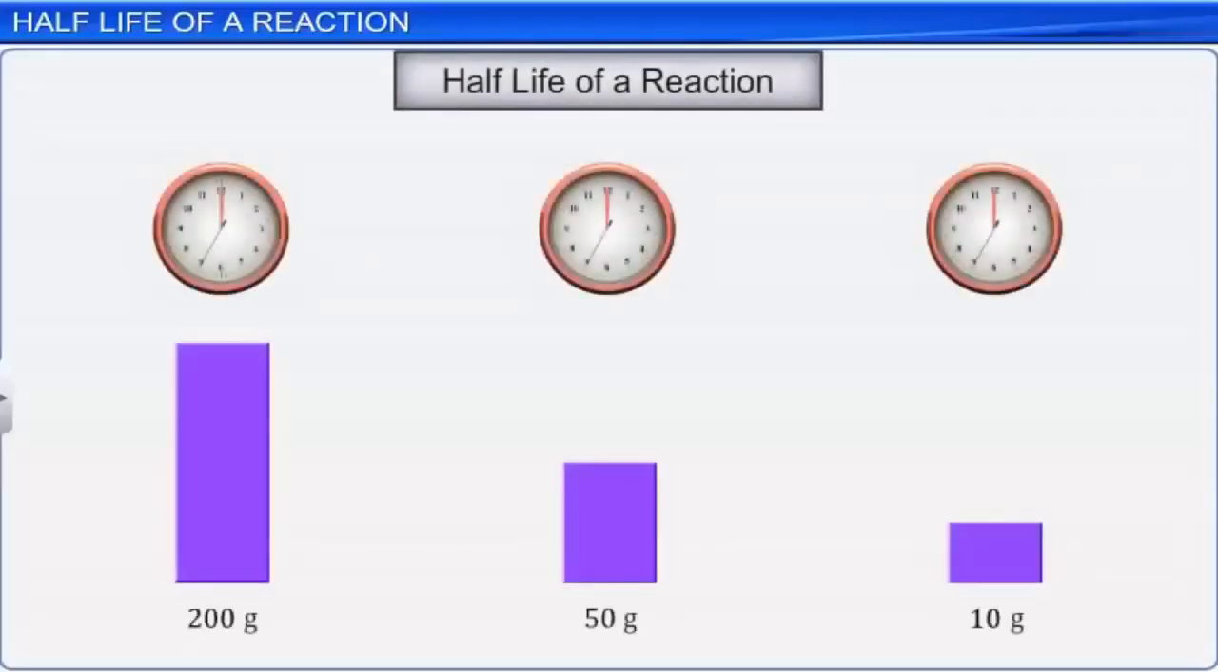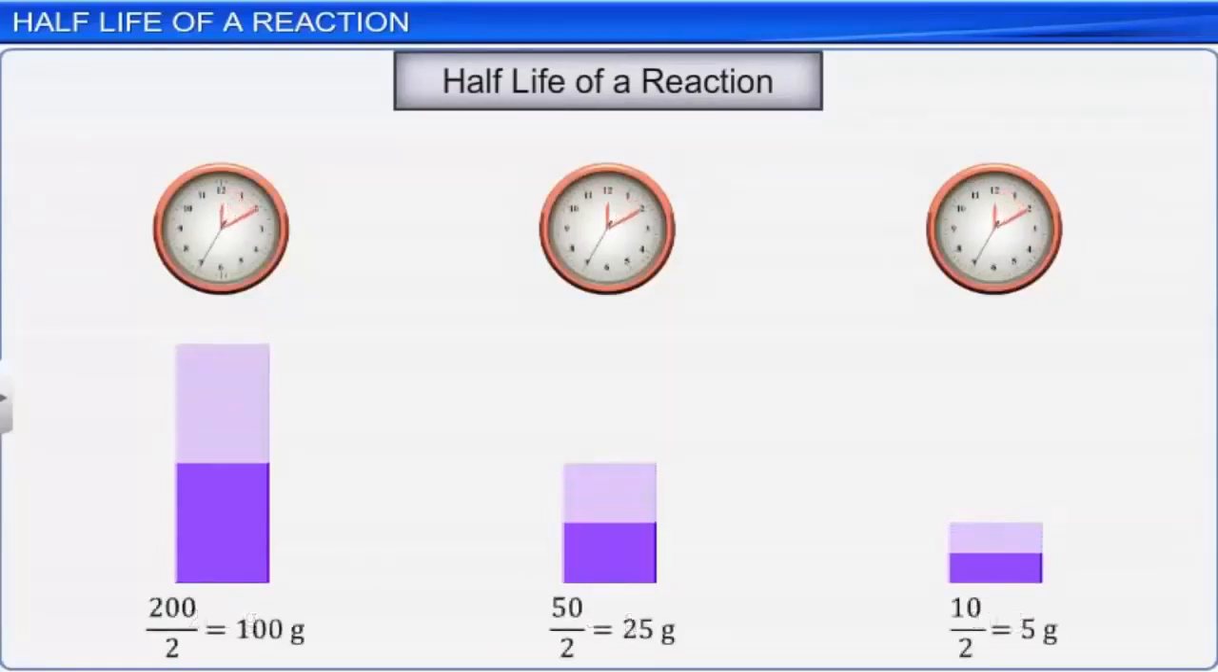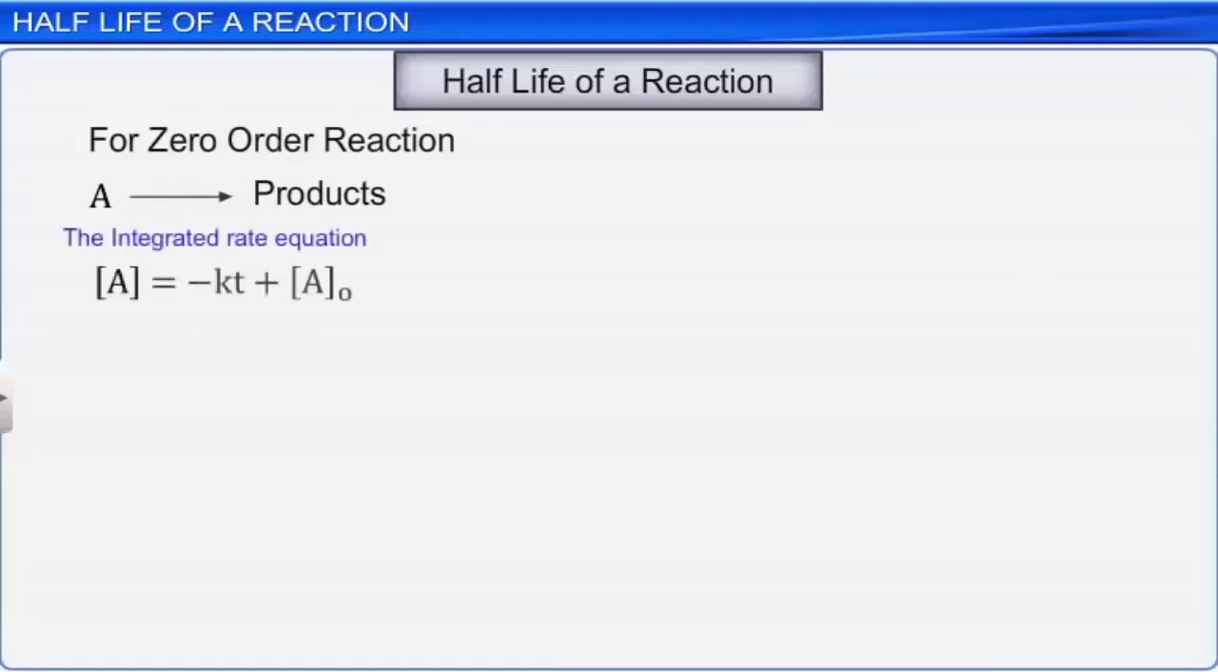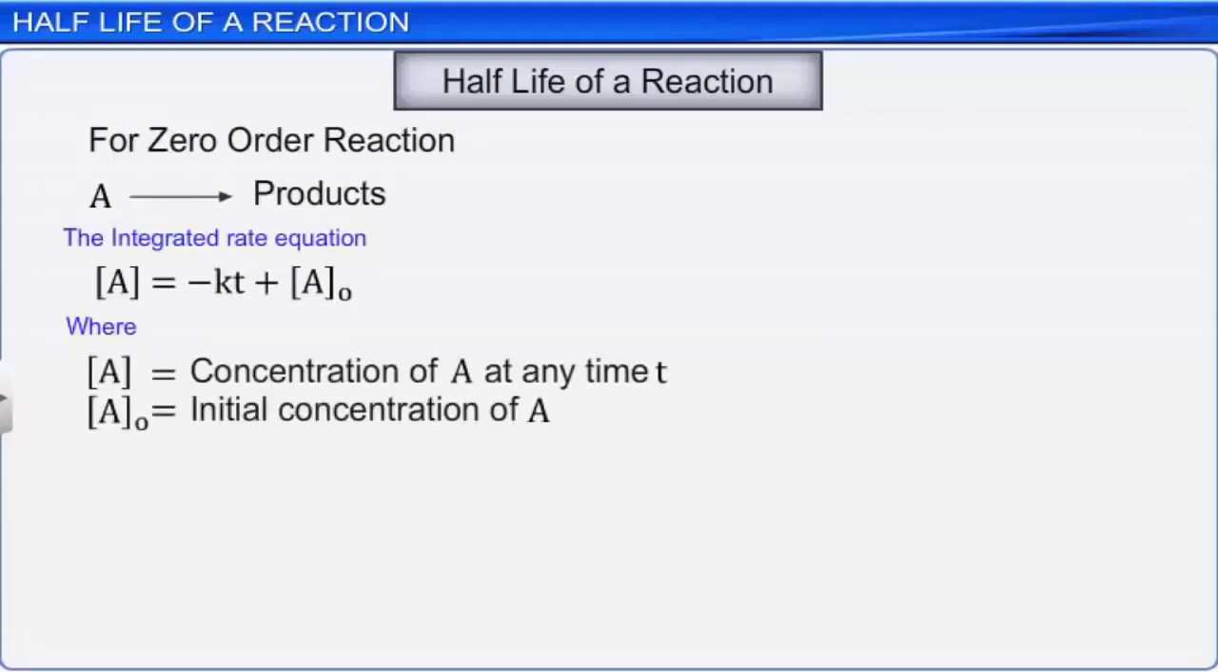Half-life period of a reaction is defined as the time taken for the concentration of a reactant to reduce to 1/2 of its initial concentration. Let's consider a simple reaction. If this reaction is of zero order, then the concentration of A is given by A is equal to minus K multiplied by T plus concentration of A naught.